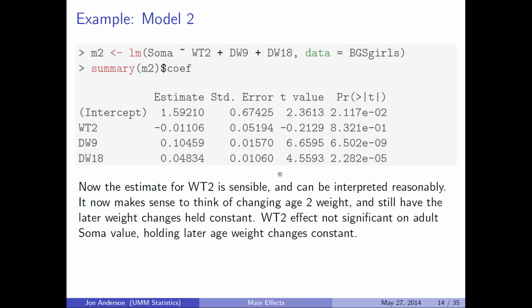I think you could understand that if you knew how much weight gain there was from age 2 to 9 and from 9 to 18, and if you held that constant, the impact of what happens to a girl at age 2 probably is not very substantial on somatotype. And so I think it makes sense that we get estimates like what we have observed here in model 2. Much better interpretation and estimation result.